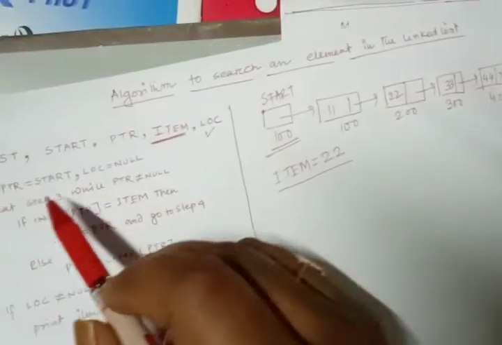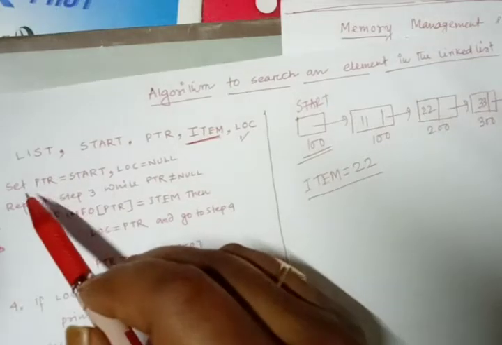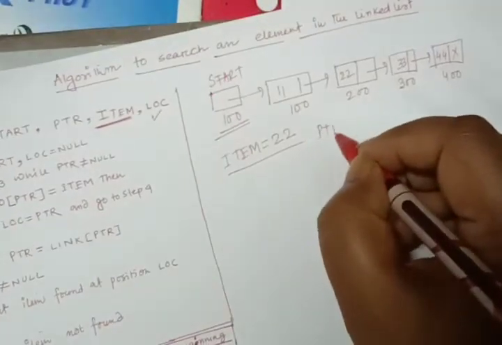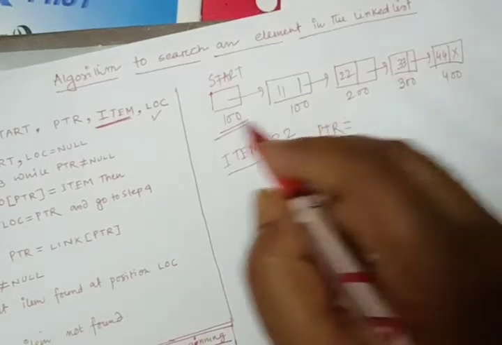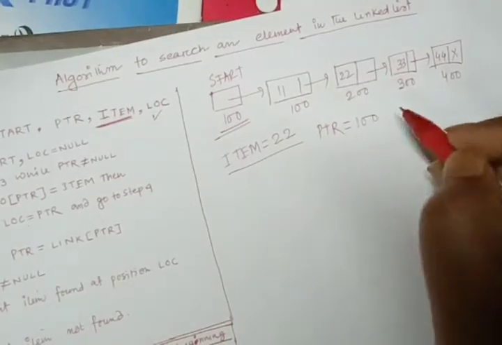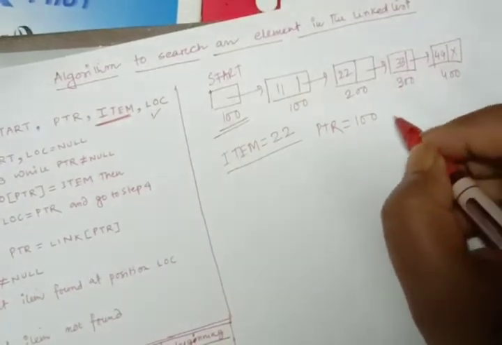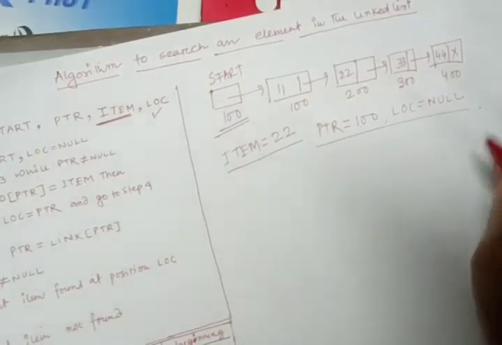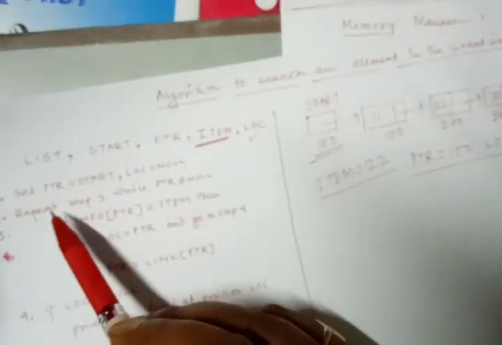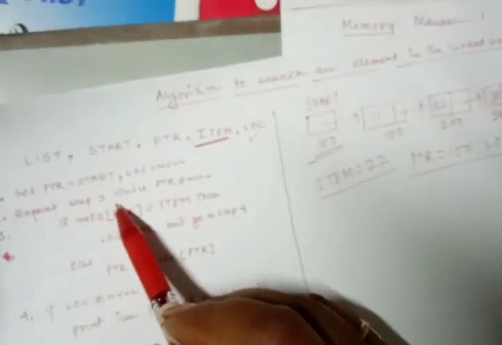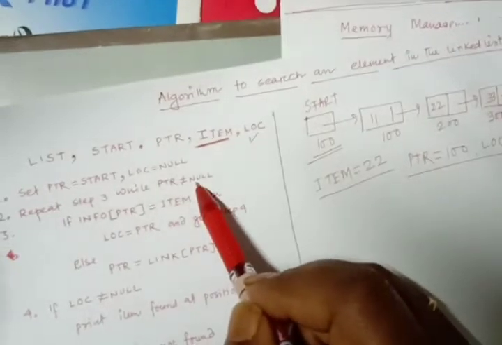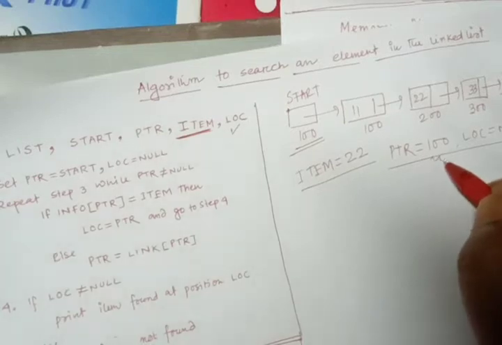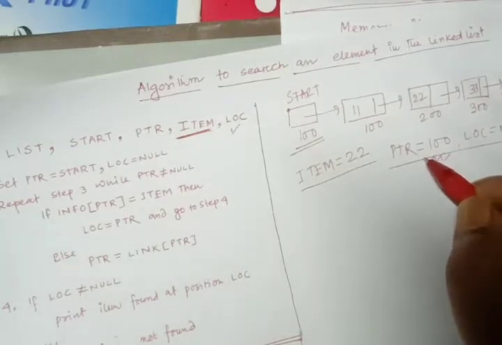Now the first step is PTR equal to START. The value of START is 100, so PTR is 100, and LOC equal to null. So we initialize LOC with null value. Then repeat step 3 while PTR is not equal to null. Initially PTR is 100, and 100 is not equal to null.